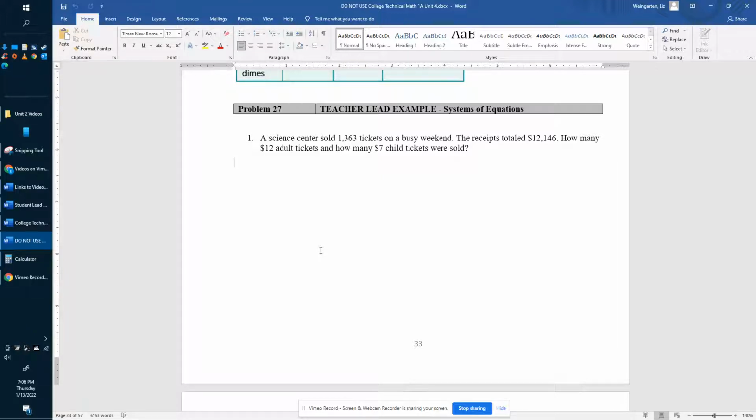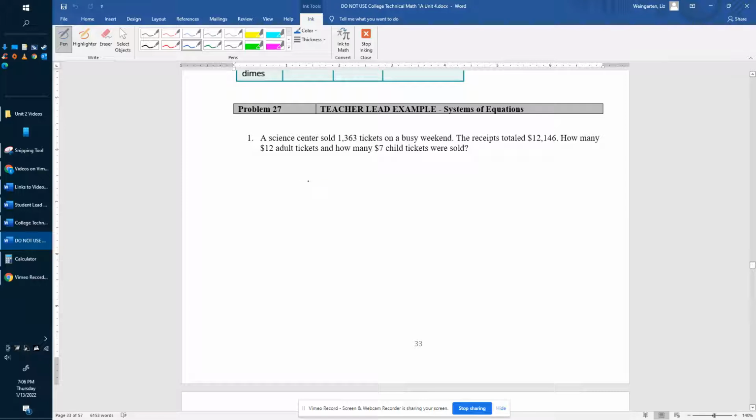A science teacher sold 1,363 tickets on a busy weekend. The receipts totaled 12,146. How many $12 adult tickets and how many $7 child tickets were sold? So $12 adult tickets, $7 child tickets. Let's take a look. So let's call the adult tickets X and the child tickets Y.